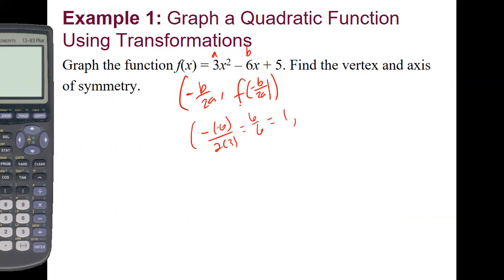So what this means, to find the y value, I'm going to substitute 1 into the function. And that gives me 3 times 1 squared minus 6 times 1 plus 5. So coming together, we end up with 3 minus 6 is -3. -3 plus 5 is 2. So my vertex is at 1, 2. So this is using the vertex formula.